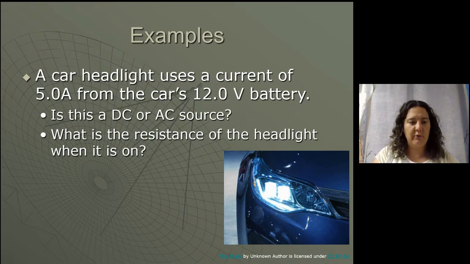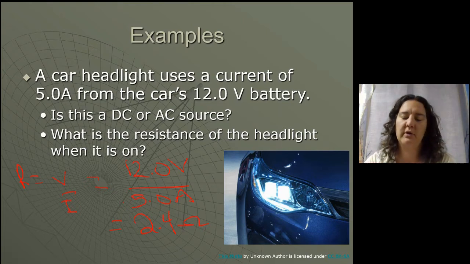So if we go through to find resistance, which is equal to voltage divided by current, we can put in the values that we know. So 12.0 volts divided by 5.0 amps. We get a total resistance of 2.4 ohms. And then this formula can be rearranged to find either current or voltage, depending on the information you're given in your question.